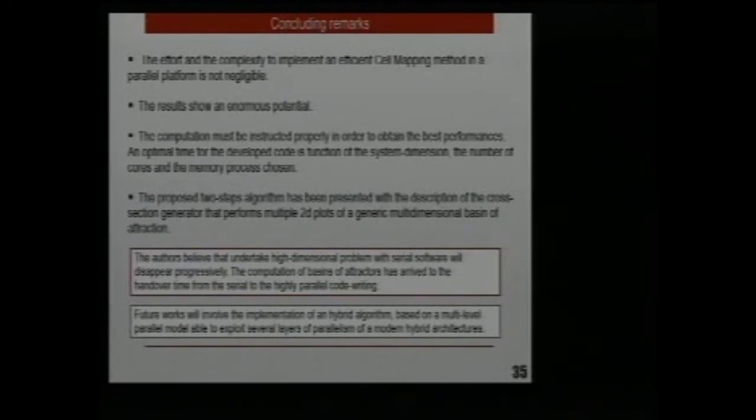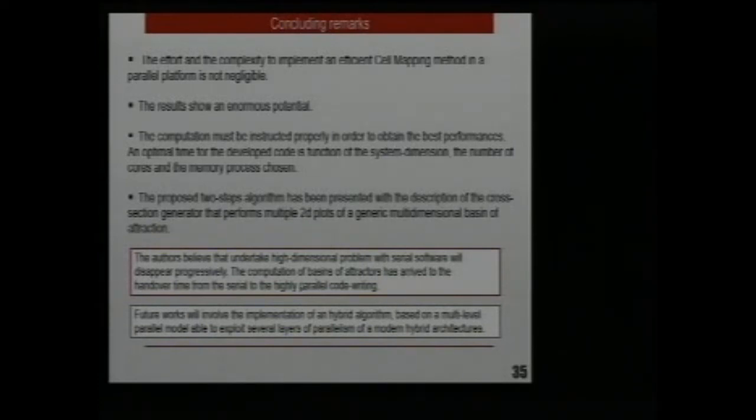And as I told you, this is still work in progress. We are still developing the algorithm. Of course, the next step is to apply this algorithm to real, very complicated systems, to build the dynamical integrity and so on and so forth. The results show an enormous potential of these algorithms, and the computation must be instructed properly in order to obtain the best performances. This is a drawback, but it is necessary. So you need to do some optimization beforehand, and the proposed two-step algorithm has been presented with the description of a cross-section generator that performs multiple 2 degrees of freedom plots.